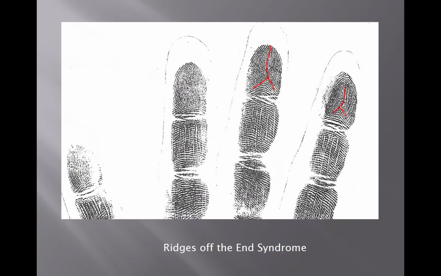But what's distinctive about these is the fact that the ridges don't curve around. In just about everybody else's fingerprints, you find that the ridges curve around at the top of the finger itself. But all of these ridges, as you can see, are just running off the end of the finger. Hence, this is called ridges off the end syndrome. Really, really unusual fingerprint pattern. I've only had one example of it, which is this person here, in my whole experience of reading hands. And I wouldn't expect to see anybody else with that.